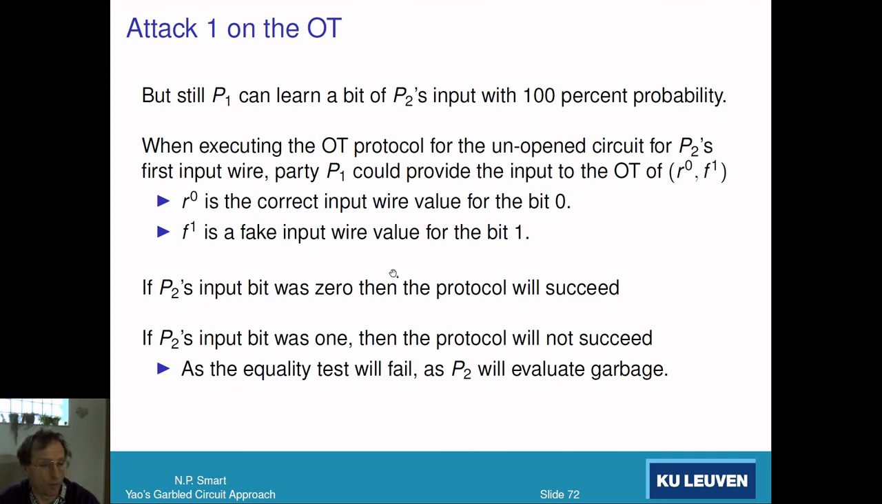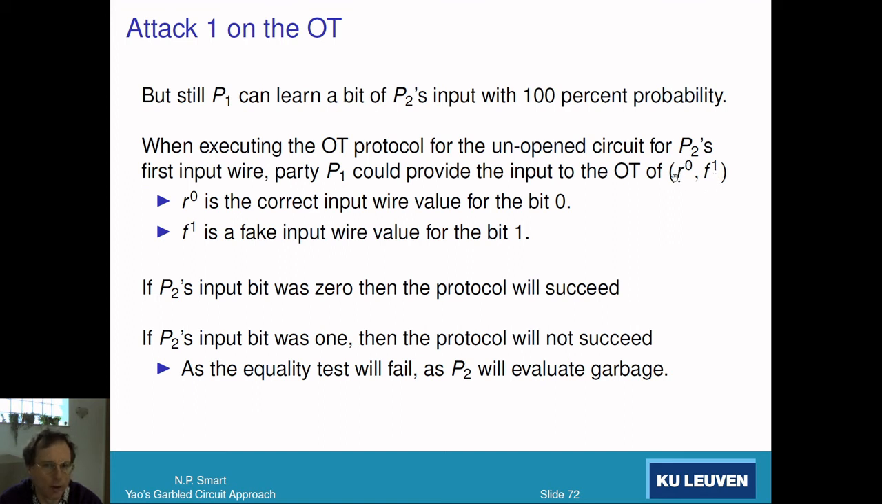So that solves most of the problems, but we've still got problems. There's an attack on the OT. How do we attack the OT? Player 1 can still learn a bit of player 2's input with 100% probability, because what we do is we just change the value that we put into the input wire.